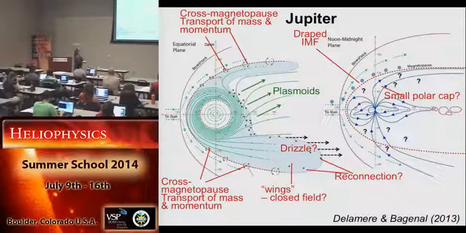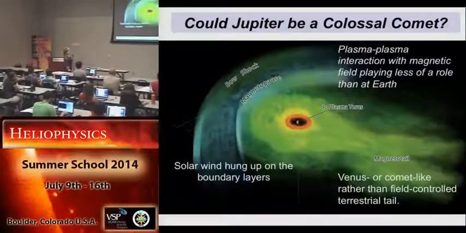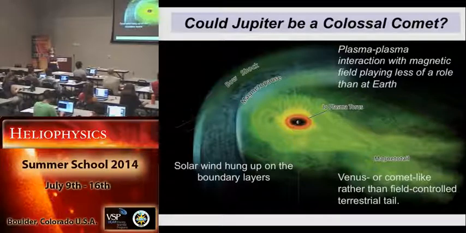Okay, good point. But the point I want to make here is this polar cap region is where we will fly with Juno. Juno will go in there and fly over the poles and tell us that we are totally wrong. Hopefully not. Okay, so the point is that I actually think that the magnetosphere of Jupiter is more like a colossal comet than it is, in fact, an Earth-like magnetosphere.